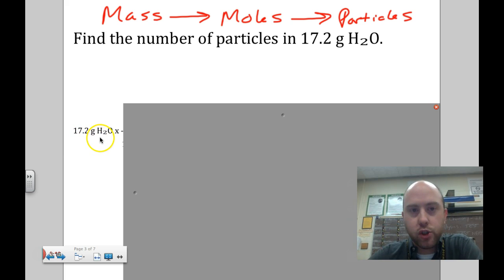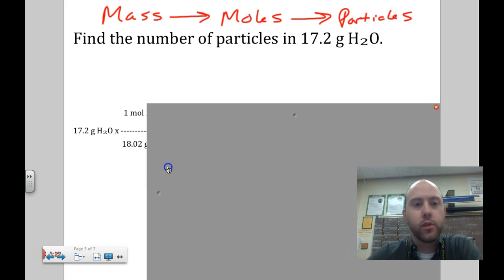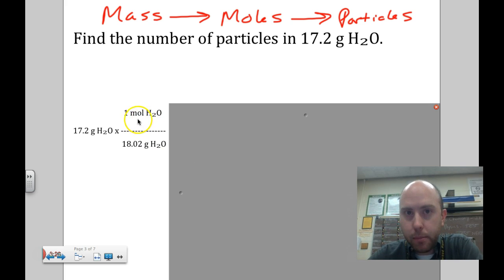17.2 grams of H2O. I need to change that to moles first. So when I do that, I'll put 1 mole on top. That will change it to moles of water. I'll put the molar mass of water on the bottom. And that will give me an answer in moles. Do not round in the middle. Do not do that. You're going to keep that number in your calculator.